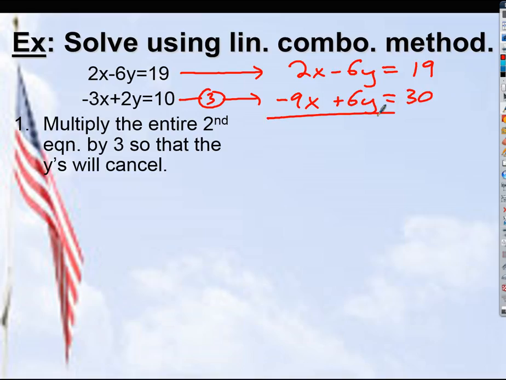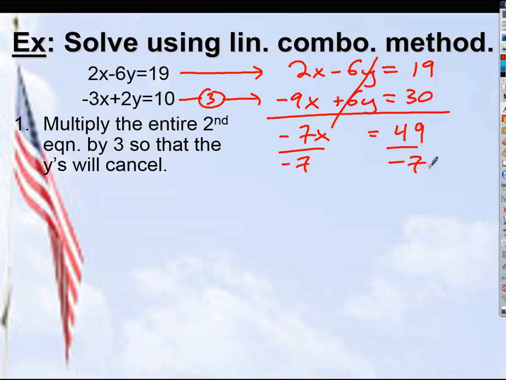Okay, and now, when we add vertically, that's important. The y's go away, right? That's our goal, to get rid of one of the variables. How many x's do we end up with? Negative 7x equals 49. And so what's the one step I need here to get the x by itself? Divide both sides by -7.